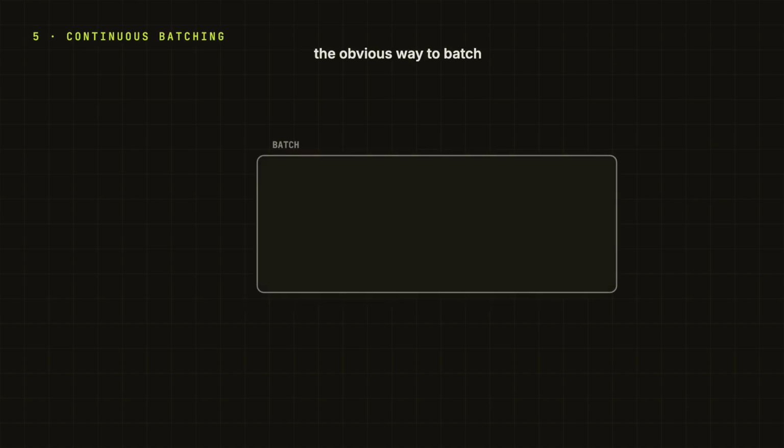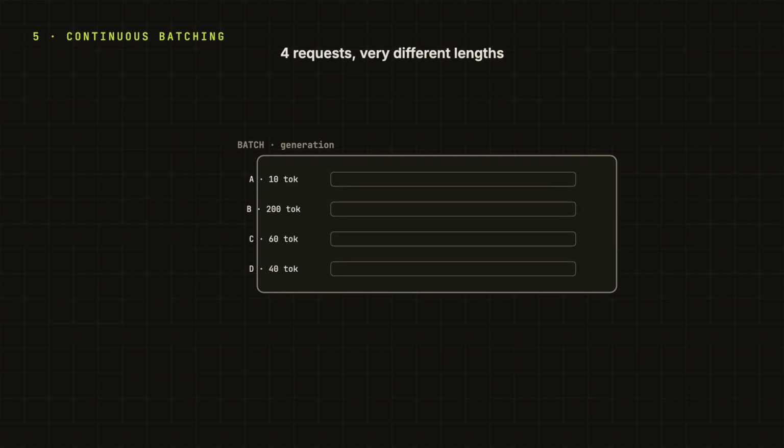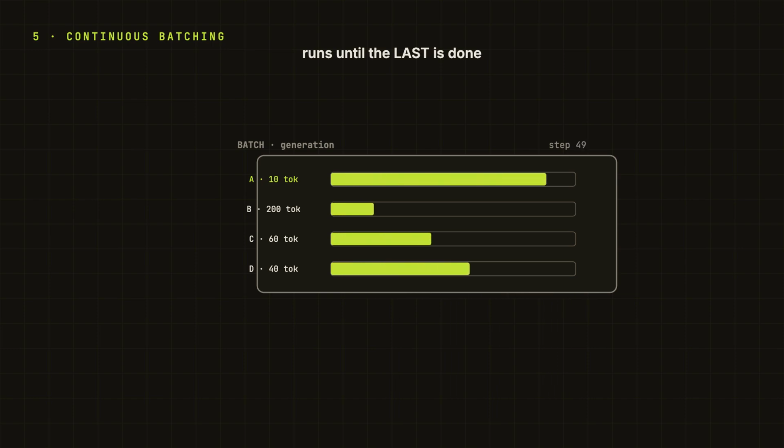So we need to batch, and the obvious way, the way a normal web server batches, is collect a few requests, run them together, return them together. And for most systems, that is completely fine. But for generation, think about it properly, because it breaks in a way that is easy to miss. Let's say four requests come and we batch them. One of them is a short answer, 10 tokens. Another one is a long one, 200 tokens. With normal batching, the whole batch runs together until the last one is done.